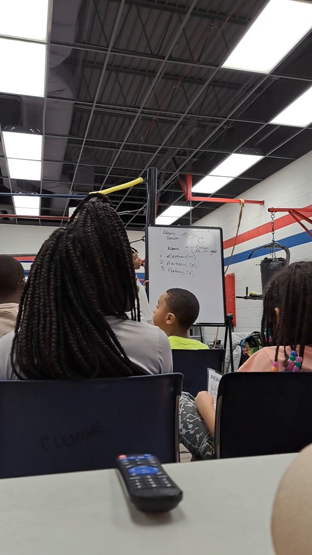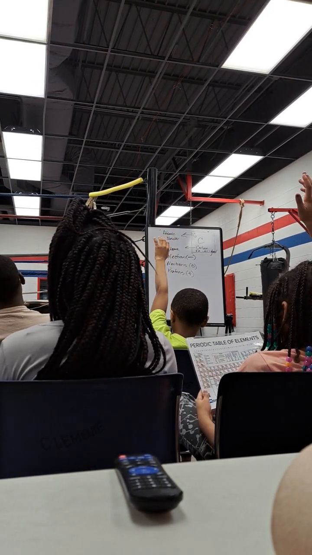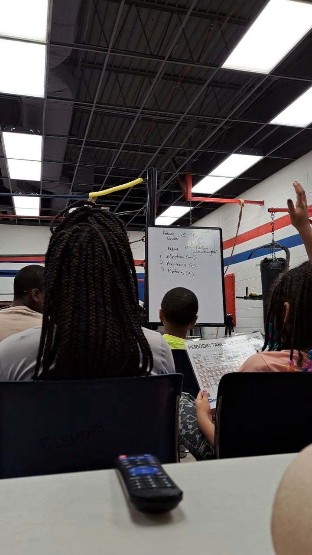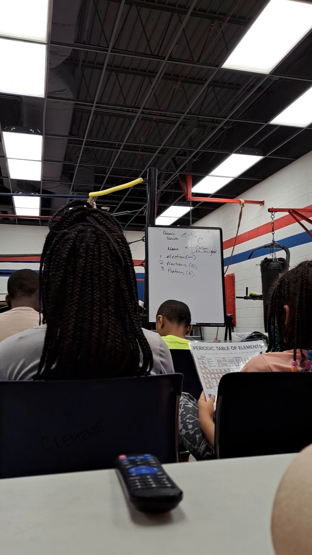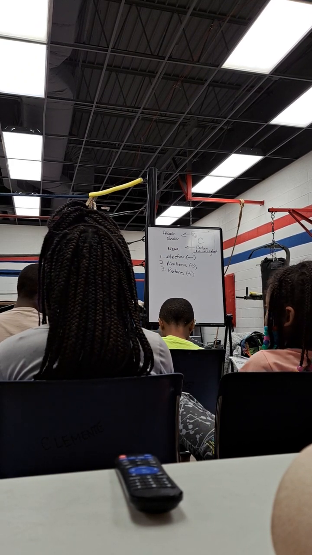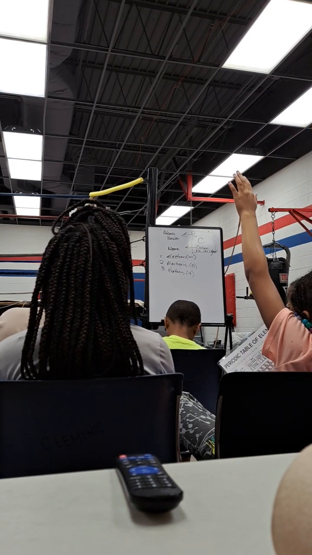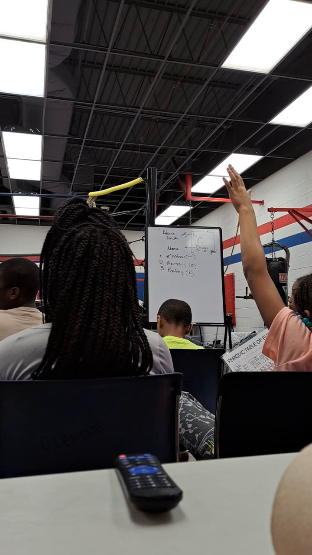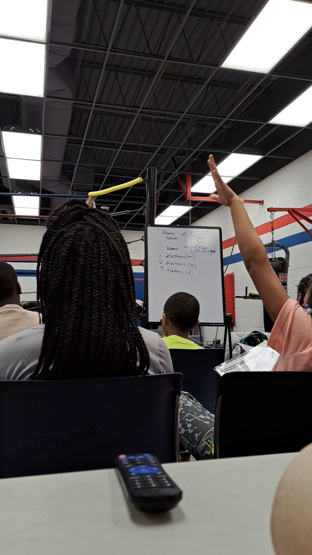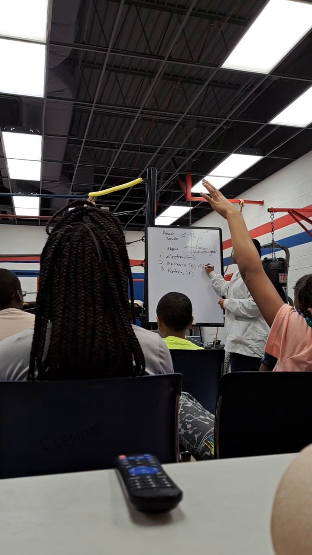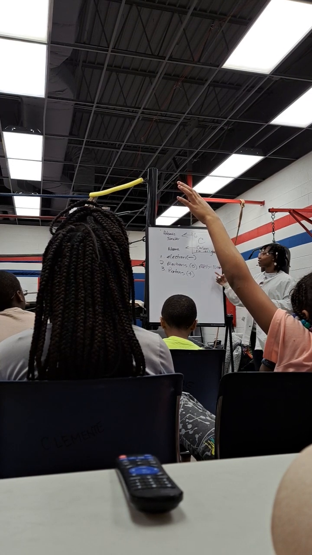How do you find electrons on the periodic table? You raise your hand first. What do you think, Arson? Is that the one where it's the atomic mass minus the atomic number? No, that's neutrons. Atomic mass minus atomic number is neutrons. Good, you got one of them.